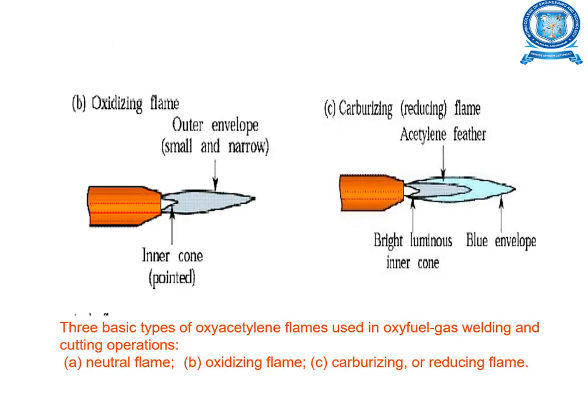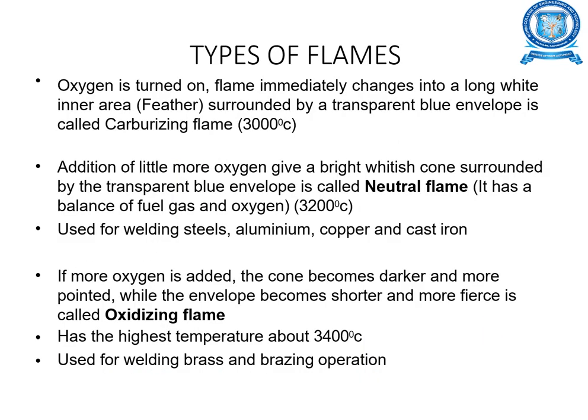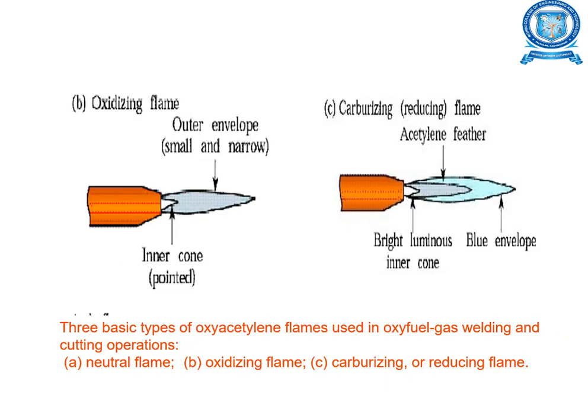If more oxygen is added, the cone becomes darker and smaller. This is called the oxidizing flame. You have an outer envelope and a sharp pointed inner cone, while the envelope becomes shorter and more fierce. It has a higher temperature of 3400 degrees Celsius and is used for welding brass and brazing operations. So this is the diagram of the oxidizing flame as well as the carburizing flame.